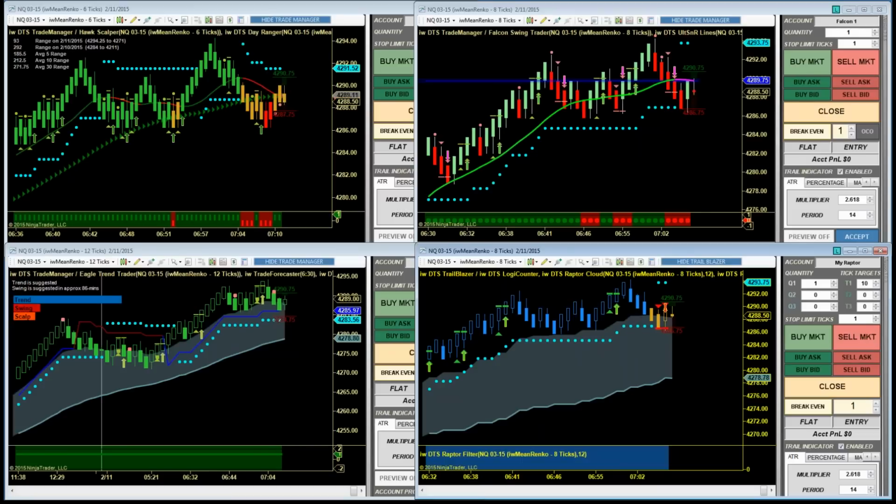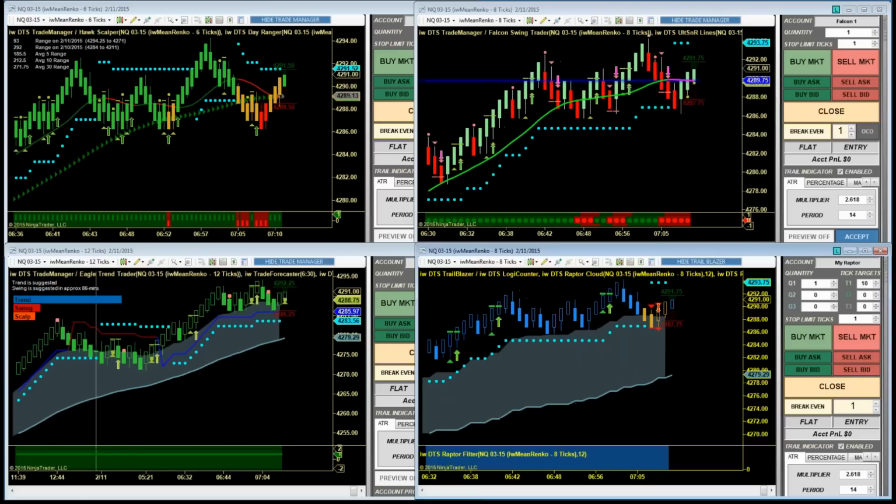The Hawk, the Falcon, and the Eagle are pretty much locked in their programming. About the only thing that you can change on those is the brick size. You can't really change too much else on those.